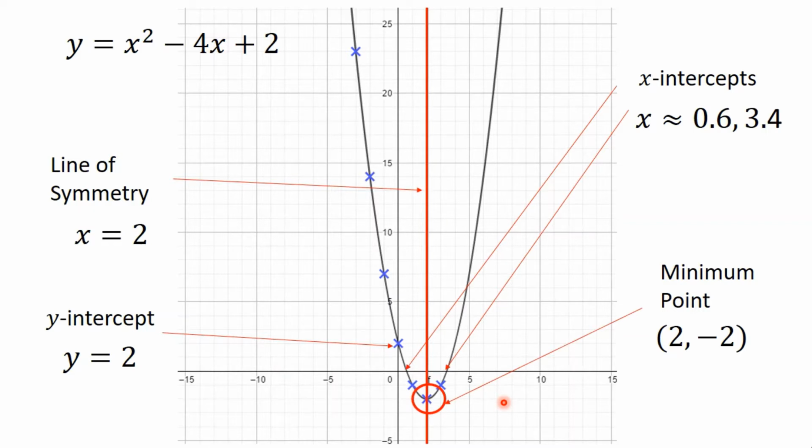With quadratics, we can only have one y-intercept still. The y-intercept is still pretty boring, but the x-intercept we can actually have two. Far more interesting. Right, so I'm just going to give you one more example.